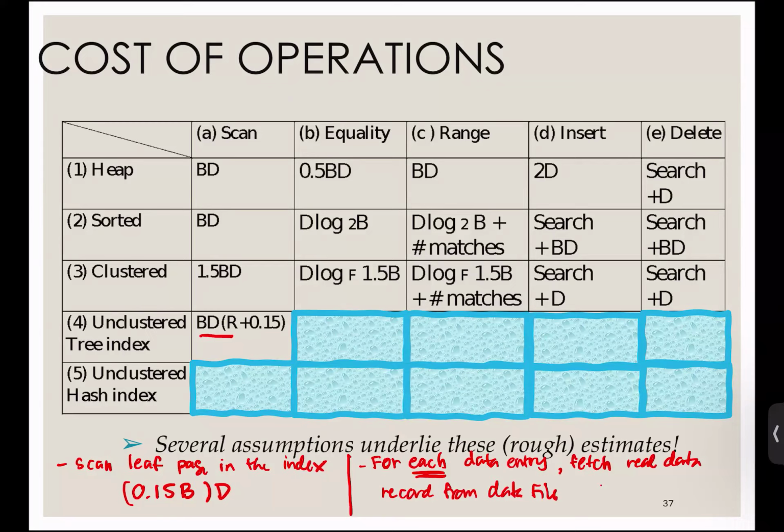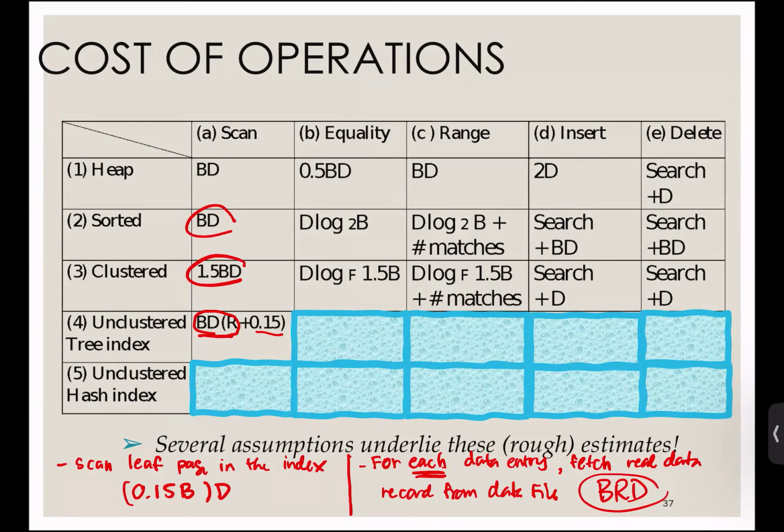And that would take BRD that we did earlier. So overall, that's why we get this plus 0.15 BD there, scanning. So you could see that it takes much, much longer time to scan using the index structure, comparing with the typical scan of BD or 1.5 BD, right?